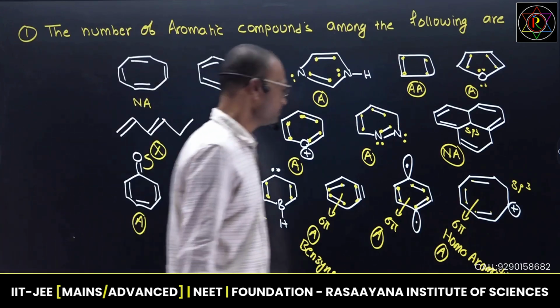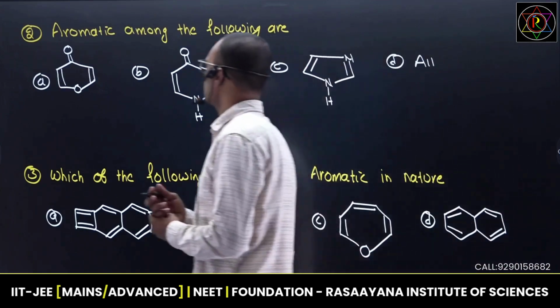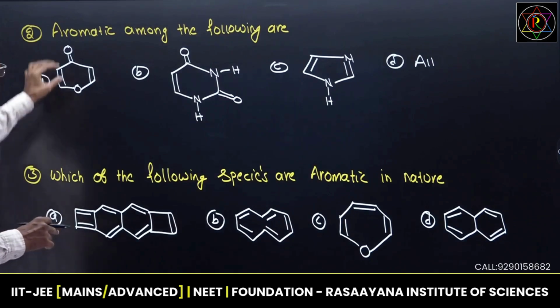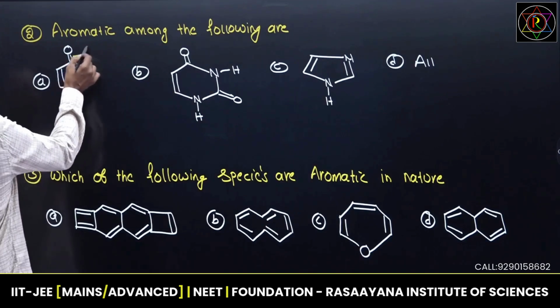Okay, next question. See, aromatic among the following. And if you see this molecule clearly, there is a presence of a carbonyl group which is conjugated to double bonds. Now these pi electrons are simply migrating onto this one.